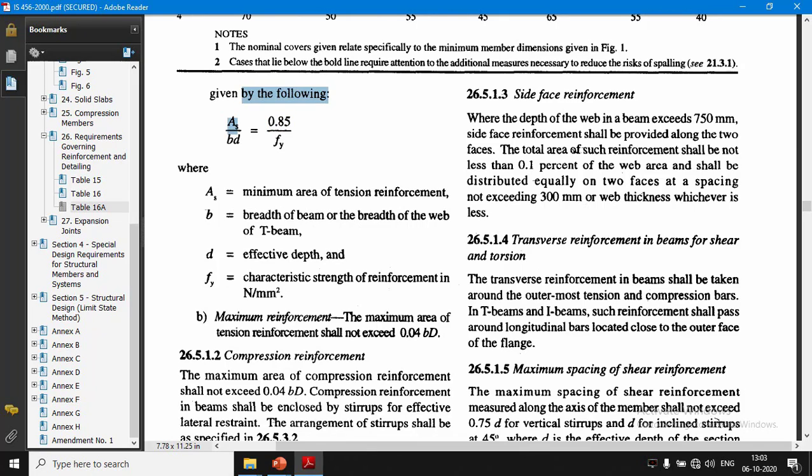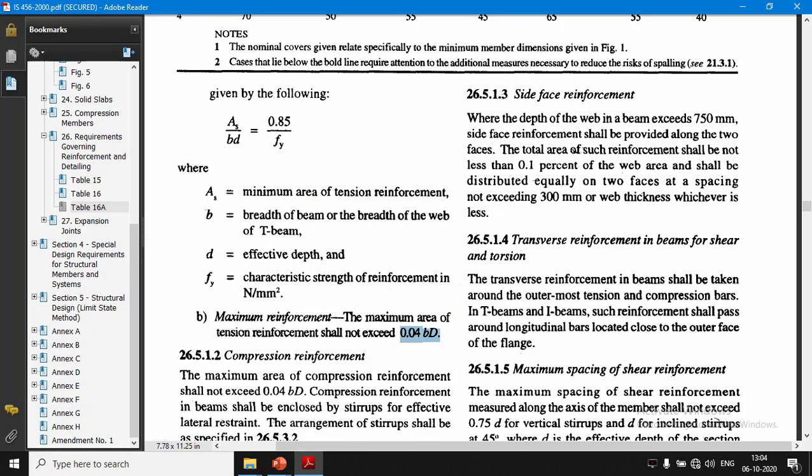The minimum area of the tension reinforcement shall not be less than this value, that is As by bd is equal to 0.85 by fy. So the area of steel cannot be less than this. This care has to be taken. Everything is given: As is the area, b is the breadth, d is the depth, and fy is the characteristic strength of steel. This is regarding the minimum reinforcement.